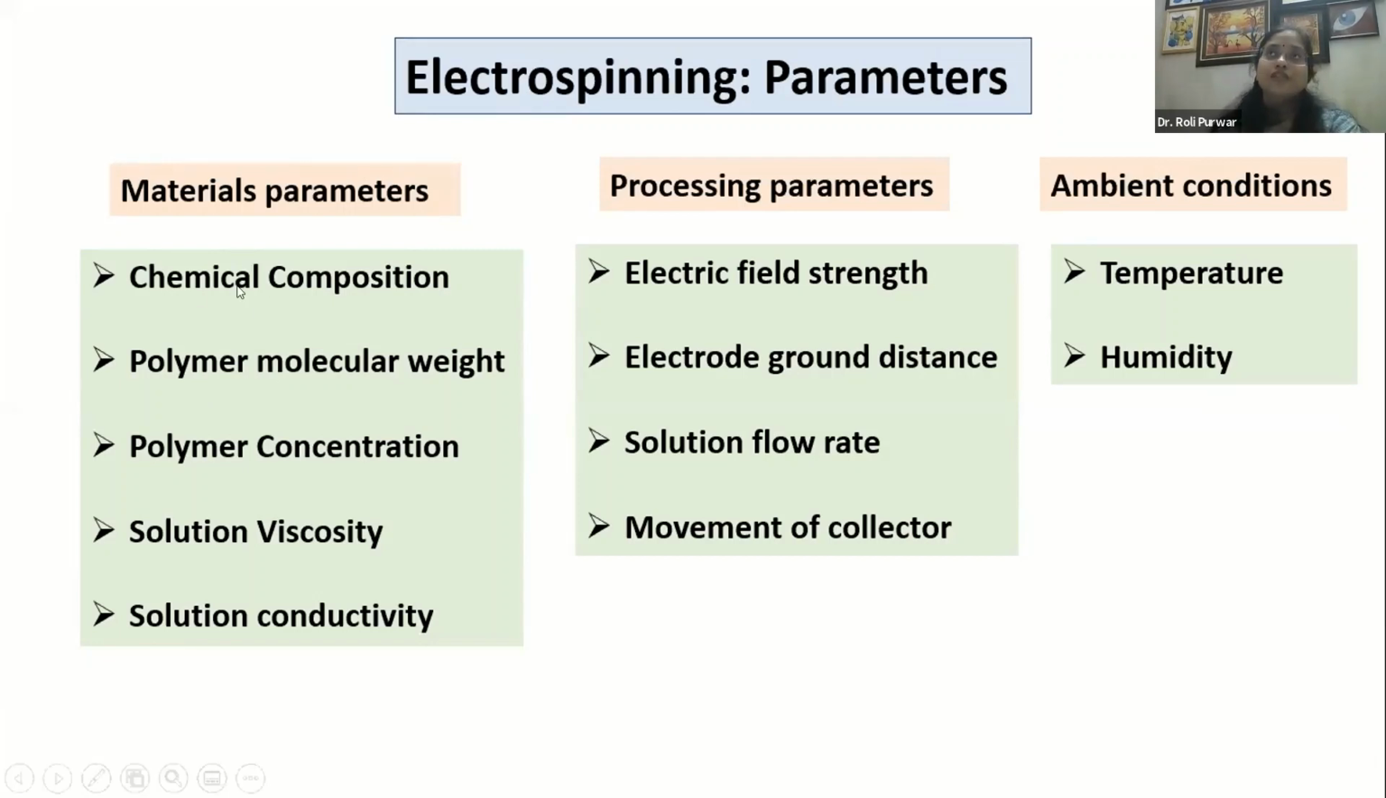So in case of the material parameters, the first thing is chemical composition. Can we spin all the polymers by using the electrospinning process? Almost the maximum number of polymers we can spin by using the electrospinning process, but what we have to look at is the right kind of solvent system. Or we can go with melt spinning. Nowadays people are using melt electrospinning. So the polymers which we cannot easily dissolve in solvent, people prefer for melt electrospinning. Here my talk is focused on solution electrospinning.